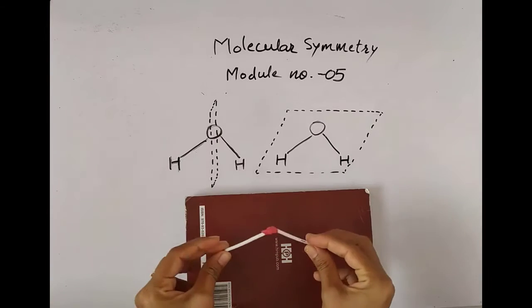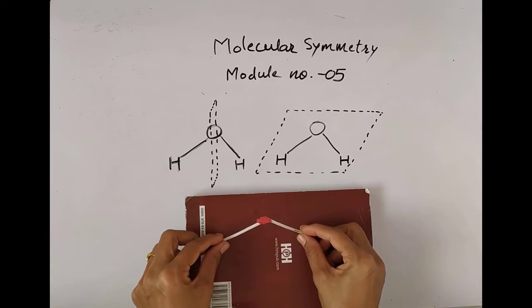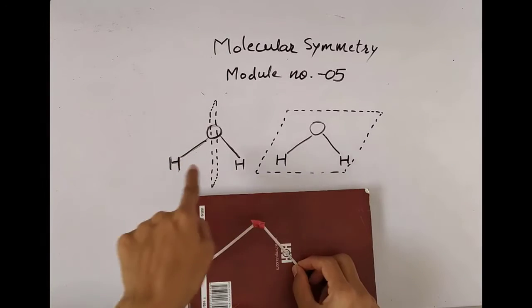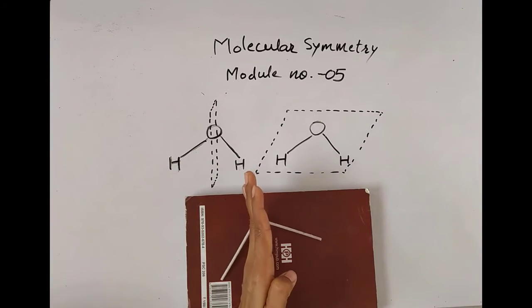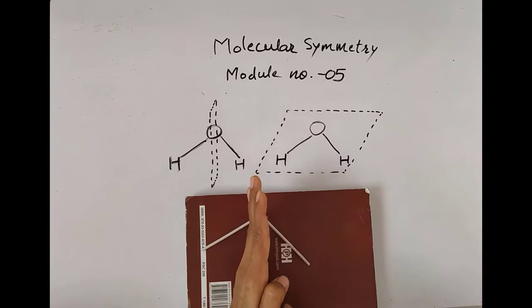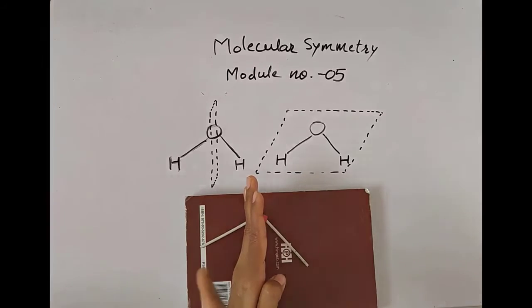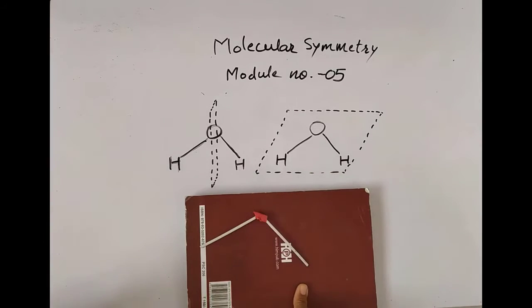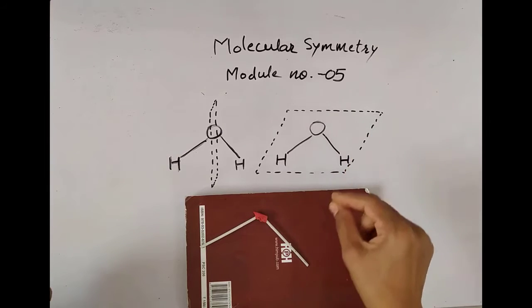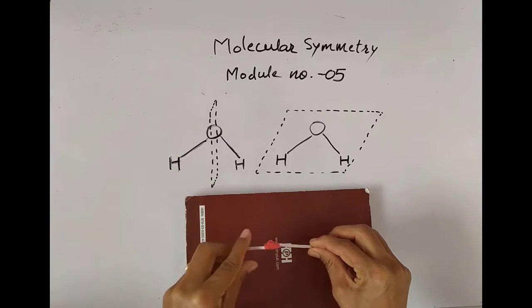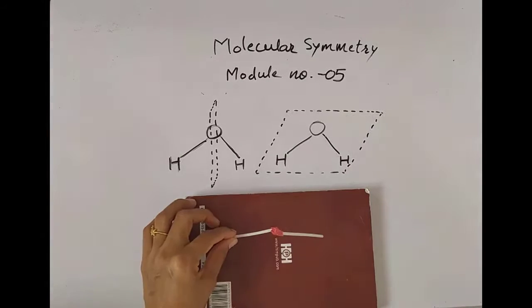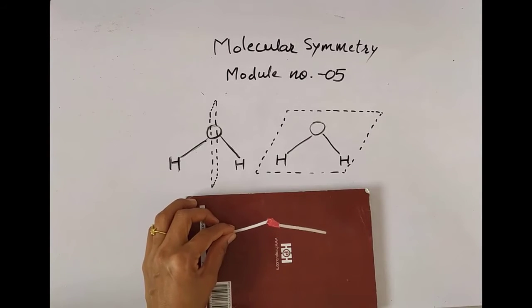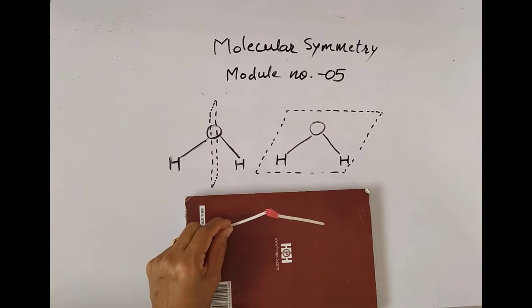Now this is the water molecule. All right, on the board I have kept it in this way, and the first plane I have passed like this. So you can imagine there is a mirror image on either side of the plane. For the sake of understanding this plane, I will keep this water molecule in this manner instead.